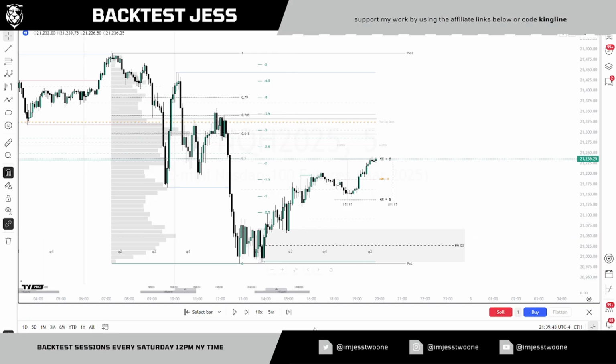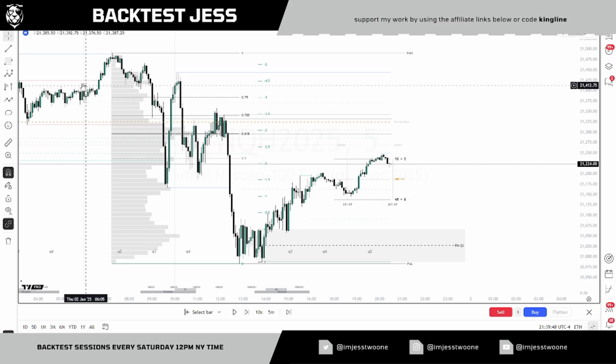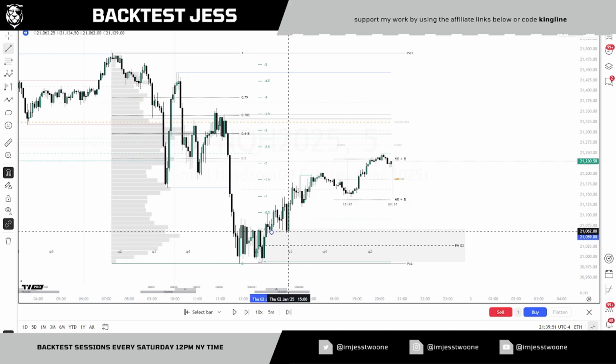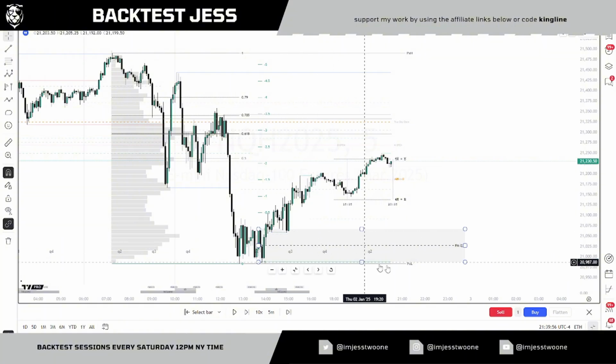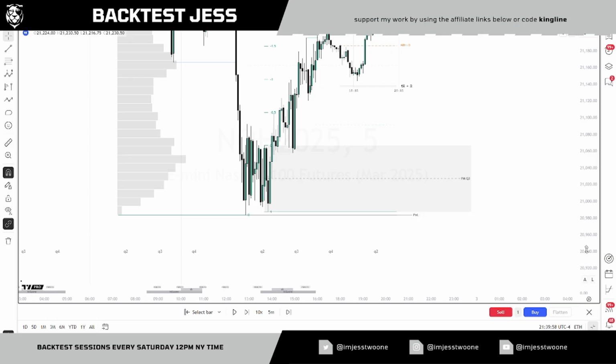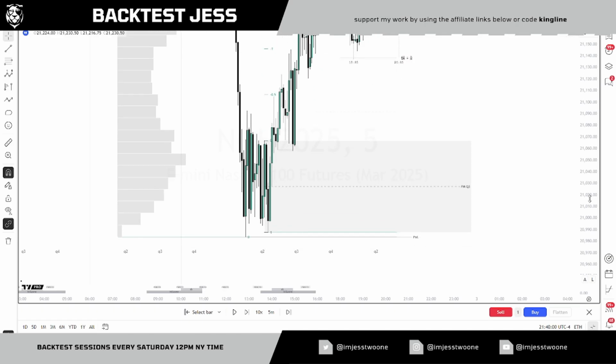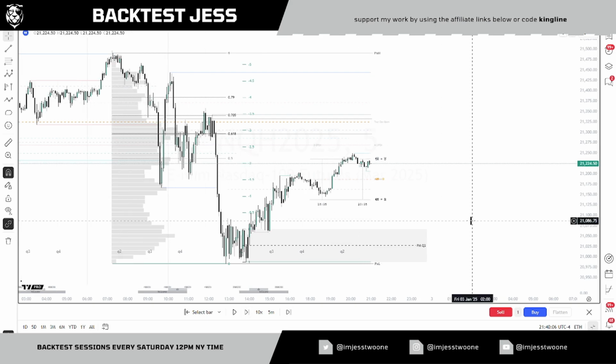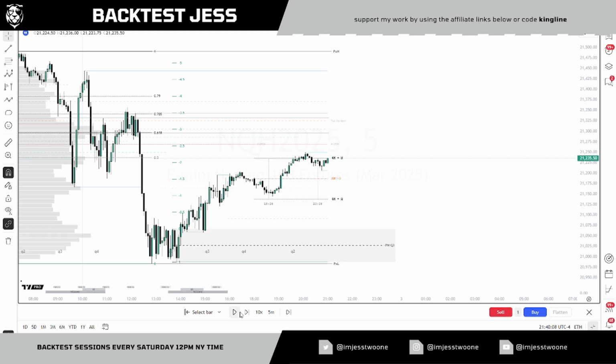Q3 is here. This is the sweep that I was talking about. It swept it by 1 point. It's hard to see, but it did sweep it. We're in Asia. Officially in Asia.